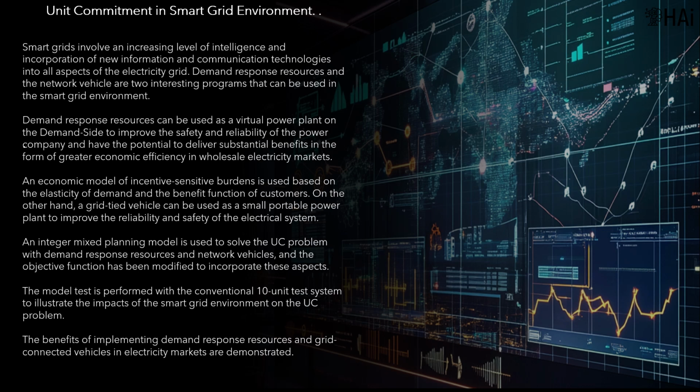A mixed integer programming model is used to solve the UC problem with demand response resources and network vehicles, and the objective function has been modified to incorporate these aspects. The model test is performed with the conventional 10-unit test system to illustrate the impacts of the smart grid environment on the UC problem. The benefits of implementing demand response resources and grid-connected vehicles in electricity markets are demonstrated.